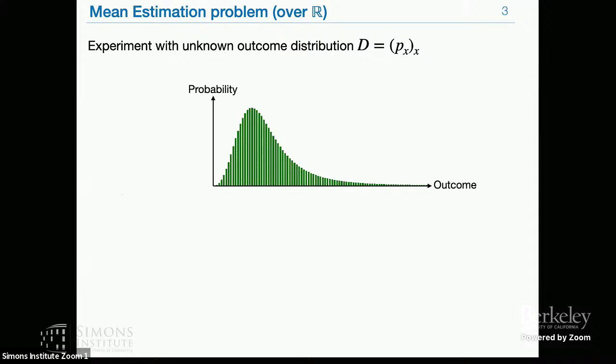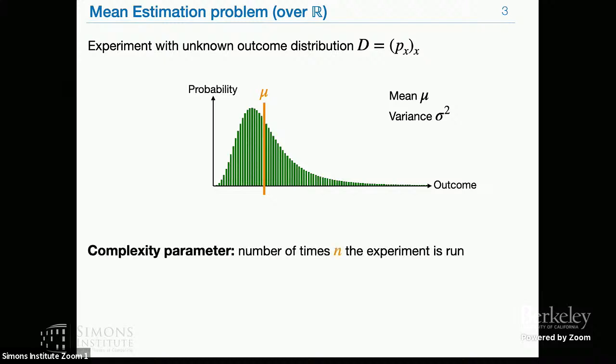You have some unknown distribution D specified by some probability vector. And this distribution is obtained as the outcome of some experiment. Okay, this experiment can be classical or quantum. I will explain later on what is a possible input model. And so this distribution, this is a possible example, has some mean mu, and I will assume it has a finite variance.